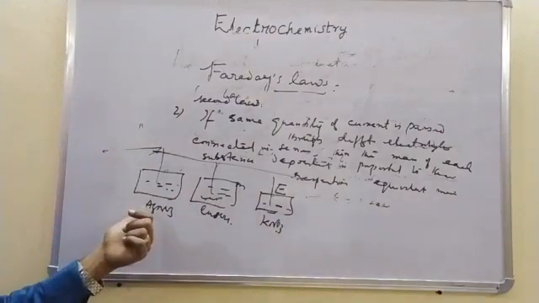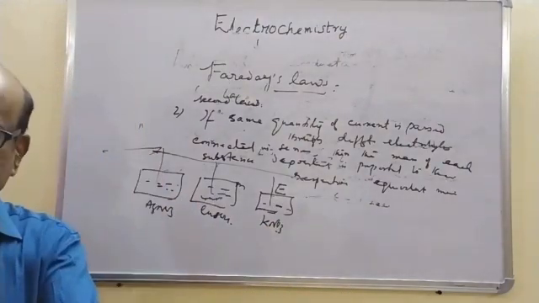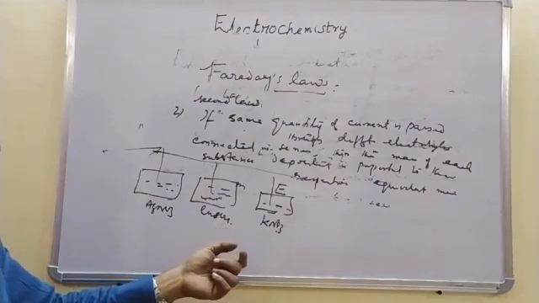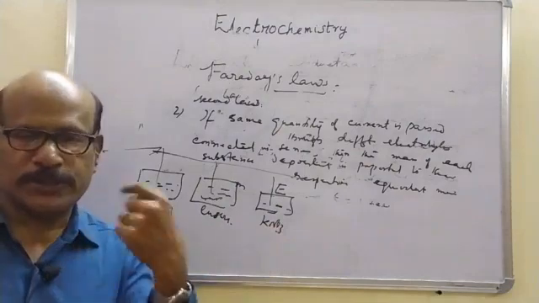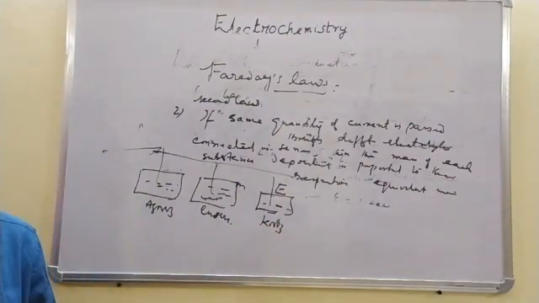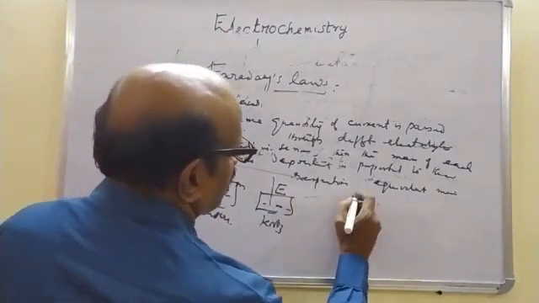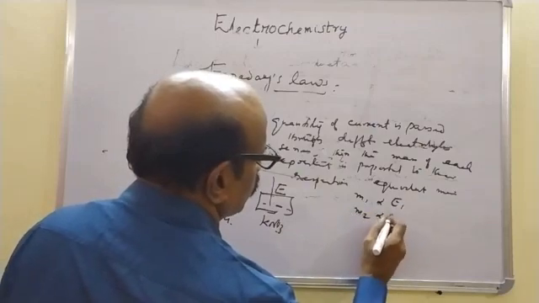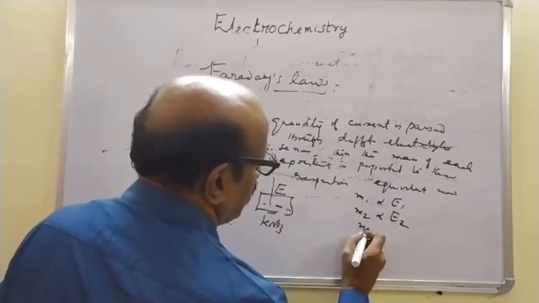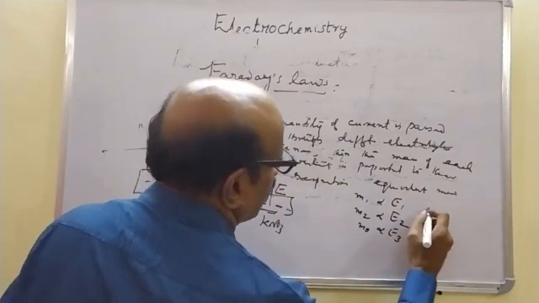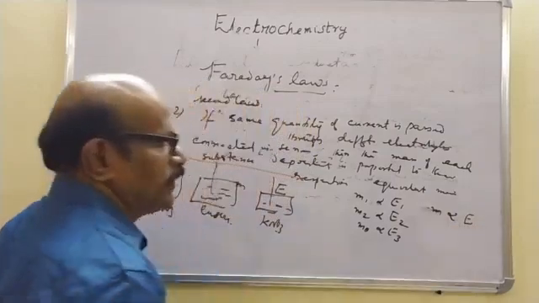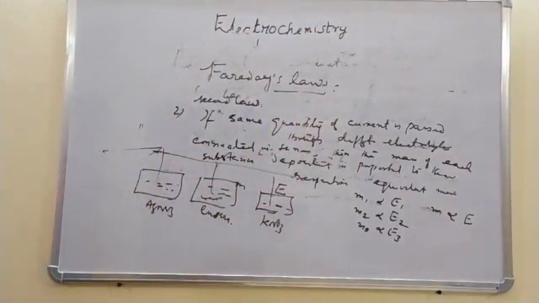Then the amount of silver deposited is proportional to the equivalent mass of silver. The amount of copper deposited is proportional to the equivalent mass of copper. The amount of potassium deposited is proportional to the equivalent mass of potassium, provided the same quantity of current is passed. So we can write M1 is proportional to E1, M2 is proportional to E2, M3 is proportional to E3, or generally M is proportional to E, provided the same quantity of current is passed.